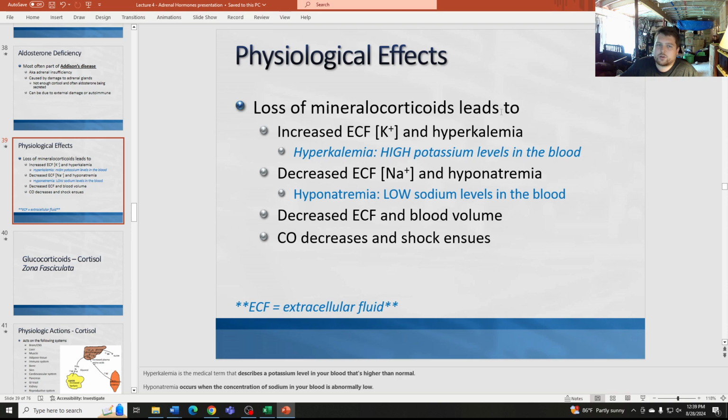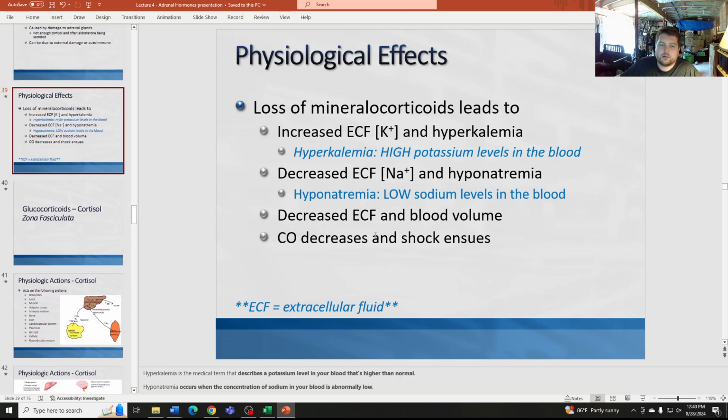The loss of those mineralocorticoids is again kind of the opposite. We get excess potassium, hyperkalemia. We get a decrease of sodium, hyponatremia, decreased extracellular fluid and blood volume, and the cardiac output decreases, and then you can get shock from that. If we're not getting enough blood to the entire system, then our body can go into shock trying to protect itself.